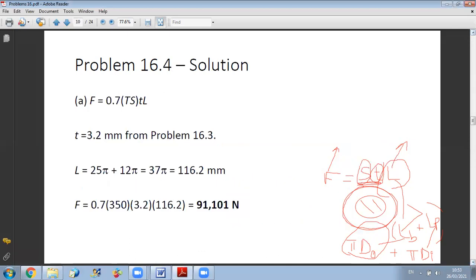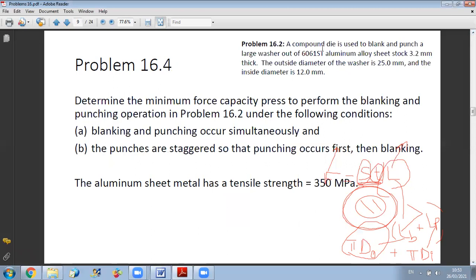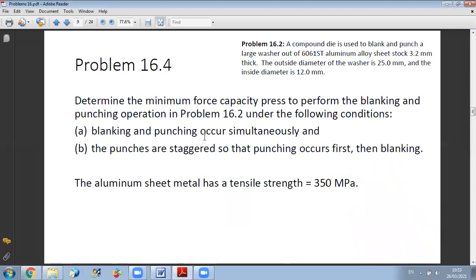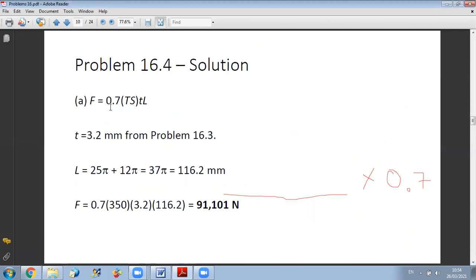So first, of course, we already determined the value of the clearance from the previous problem. And concerning the shear strength, they gave us the tensile strength. So we should multiply it by 0.7 to get the value of the shear strength. And then we can write that the force is given by 0.7 times the tensile strength times T times L.